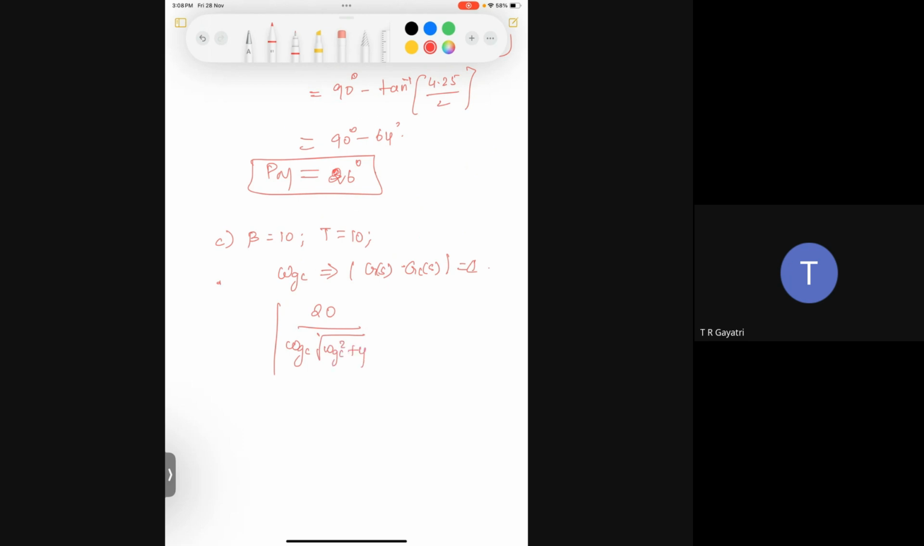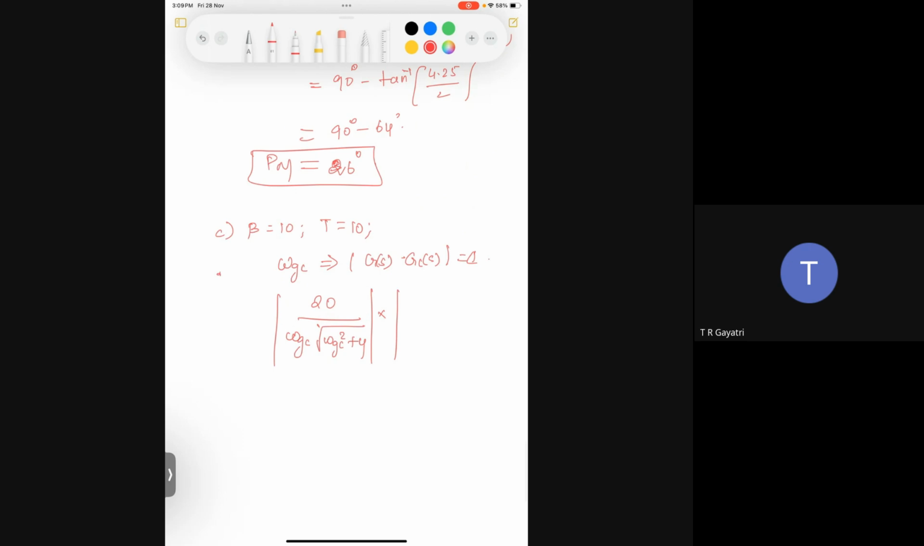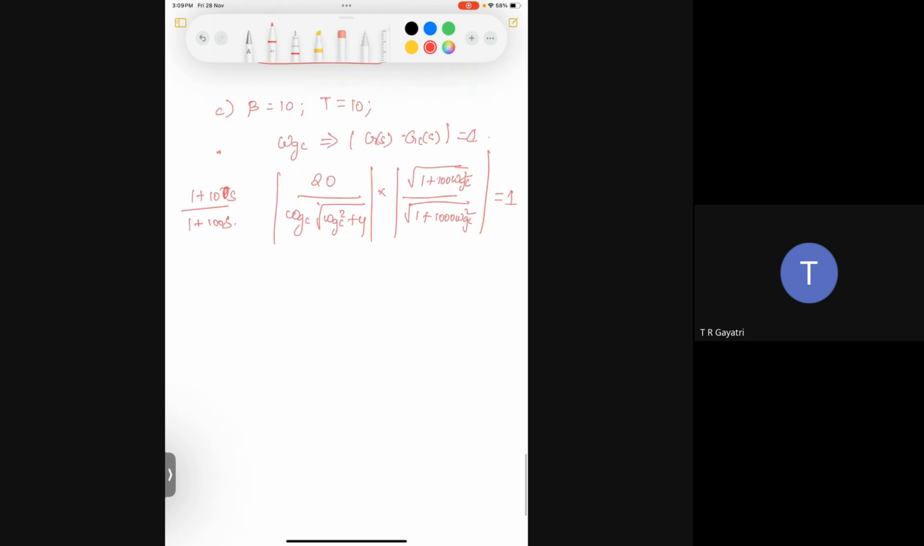Plus 4 into what is GC? If beta equal to 10, Gc is 1 plus 10 s divided by 1 plus 100 s. So it will be root of 1 plus 100 omega GC square divided by, oh my god, this is too much, 10,000 omega GC square is equal to 1. That's how tedious it is to calculate everything by hand.